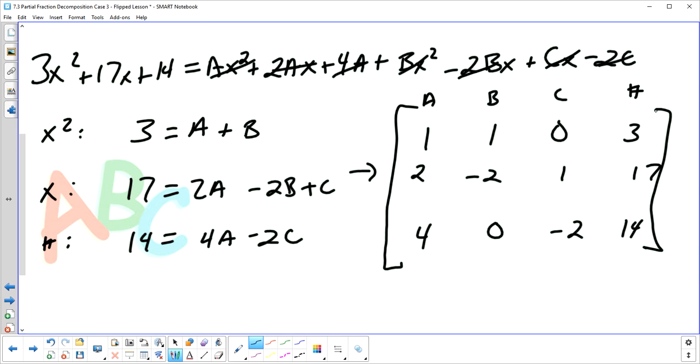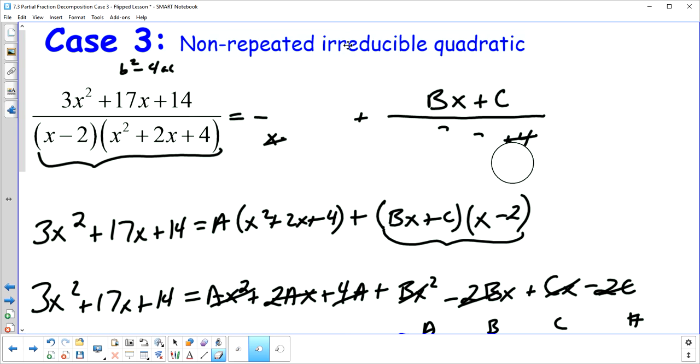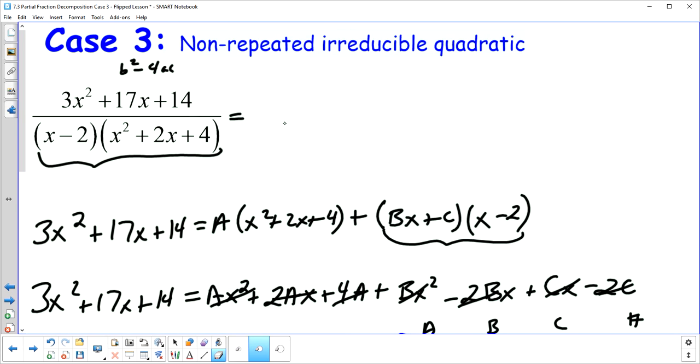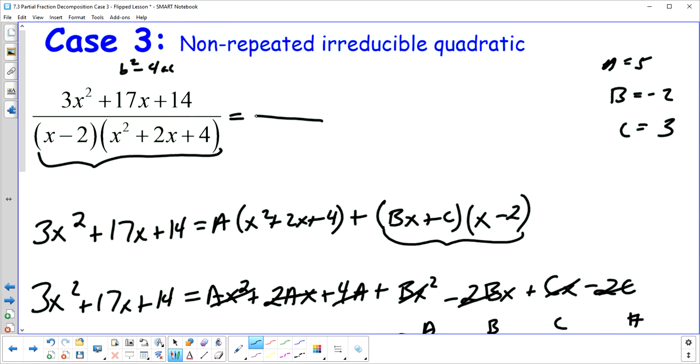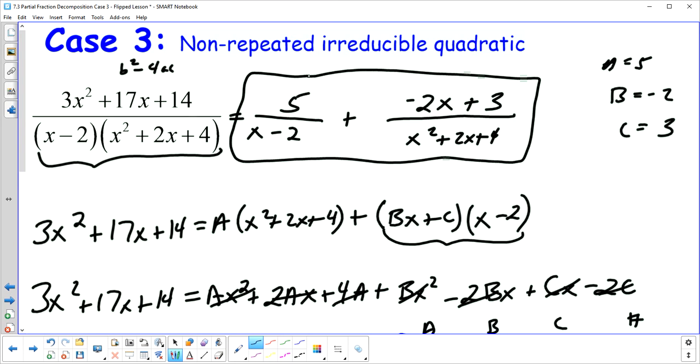And if we plug that into our calculators and simplify, we are going to get values for a, b, and c. And the value for a is going to be equal to 5. So we'd have a is 5, b is negative 2, and c is 3. So we're going to write our answers. 5 over x minus 2, plus, and then our second one is that irreducible quadratic again, and we need to write it as bx plus c. So this would be your partial fraction decomposition case 3 for irreducible non-repeated quadratics.